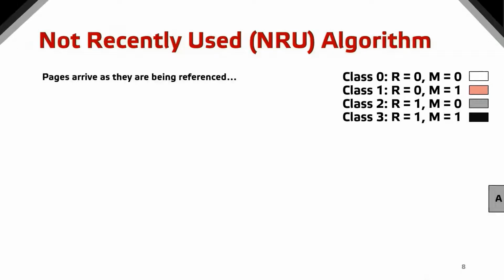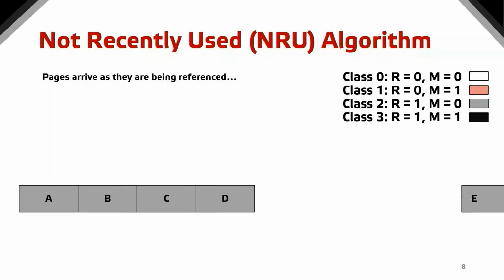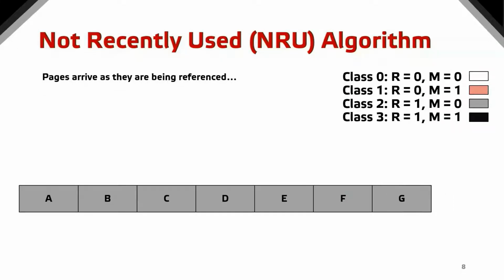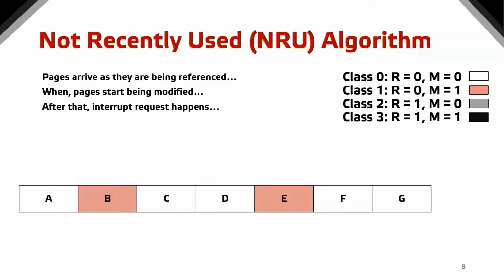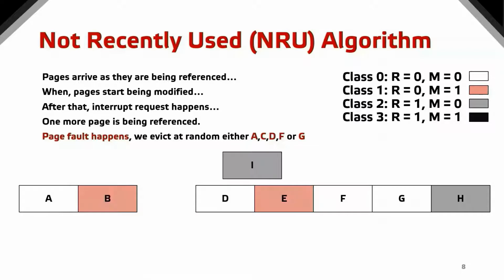And as you can see in the example, pages are arriving as they are being referenced. Then we modify pages B and E and an interrupt request happens. The new page comes in, and pages A, C, D, F, and G are from the lowest class 0. Then a new page comes into the page table and should evict one of these pages at random, and it is page C.